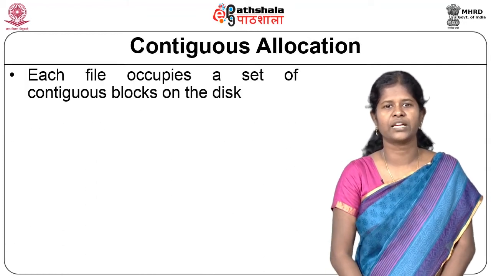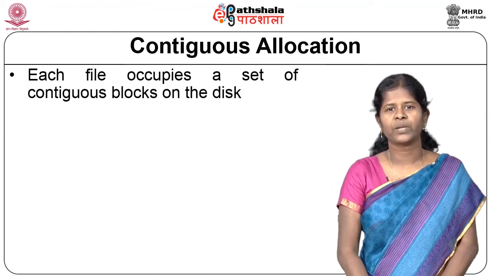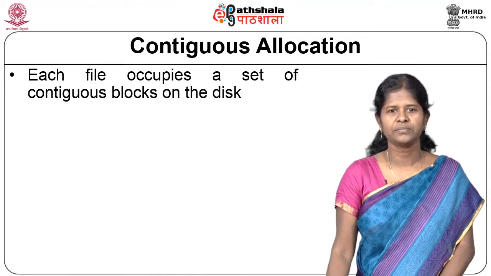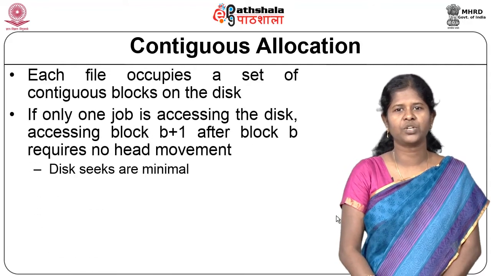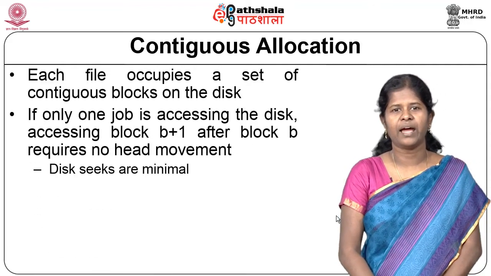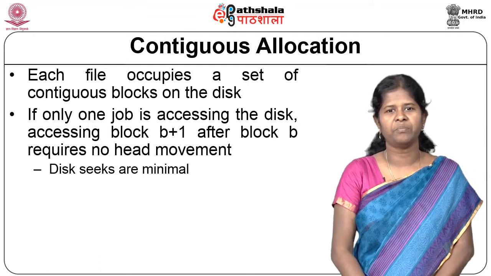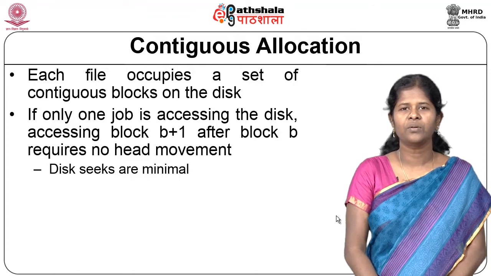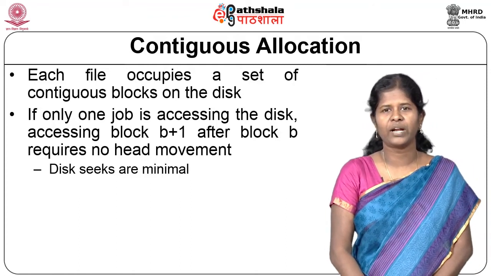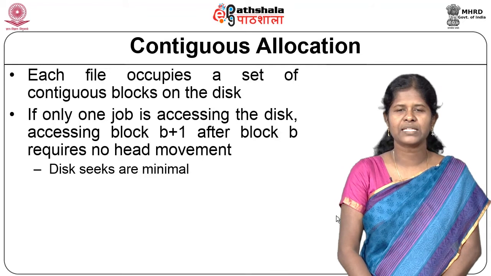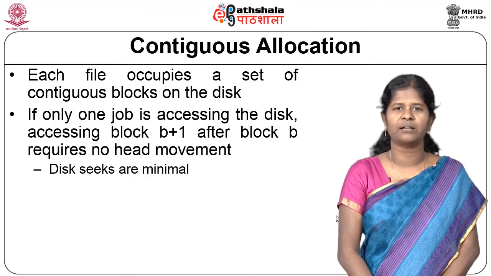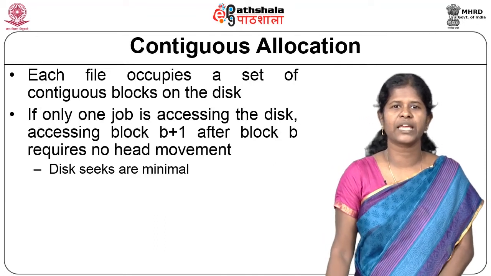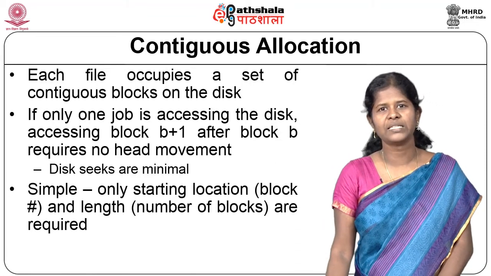In this contiguous allocation method, each file will occupy a set of contiguous blocks on the disk, and if only one job is accessing the disk, then accessing block B plus 1 after accessing block B will not require any head movement, only the proper disk sector has to be moved under the current head. Because of this, the disk seeks will be minimal.